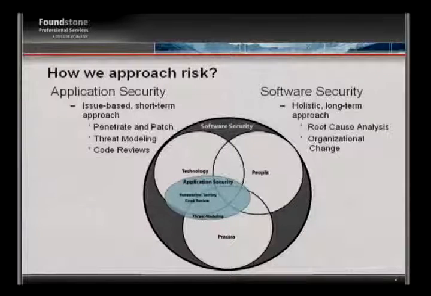We look at the issue. A very typical example is buffer overflow. I can tackle buffer overflow from the standpoint of software security and look at the input validation issues, or I can just apply the patch. This is the application security approach. So think about it: whenever you talk about application security, you're limiting your scope. This is shown in this diagram here. Really, software security is thinking about all the big components that are part of the process, technology, and people.